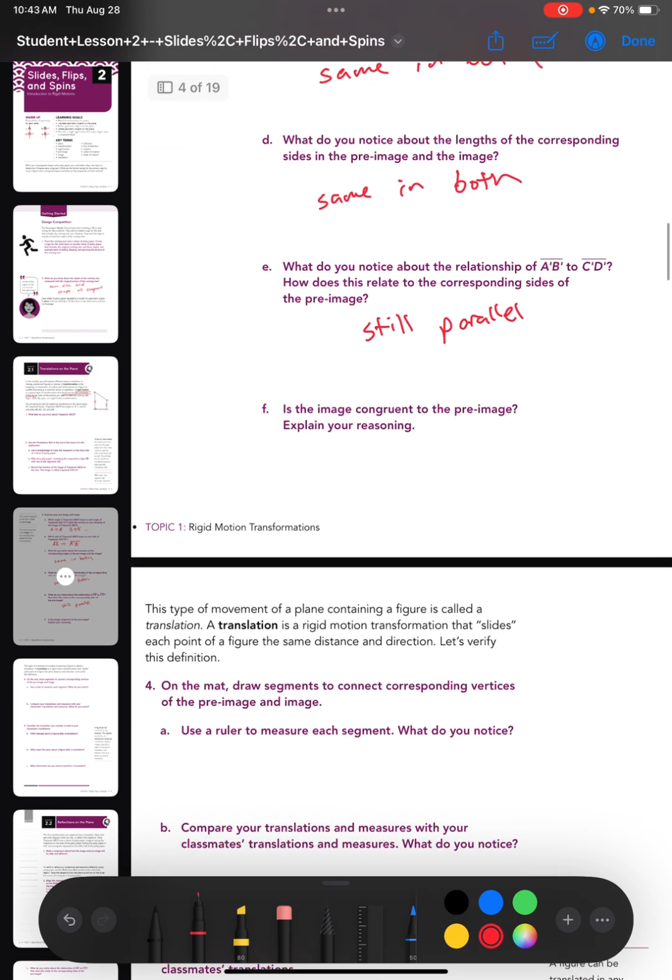And then F, is the image congruent to the pre-image? Yes. Side lengths and angles remain the same.